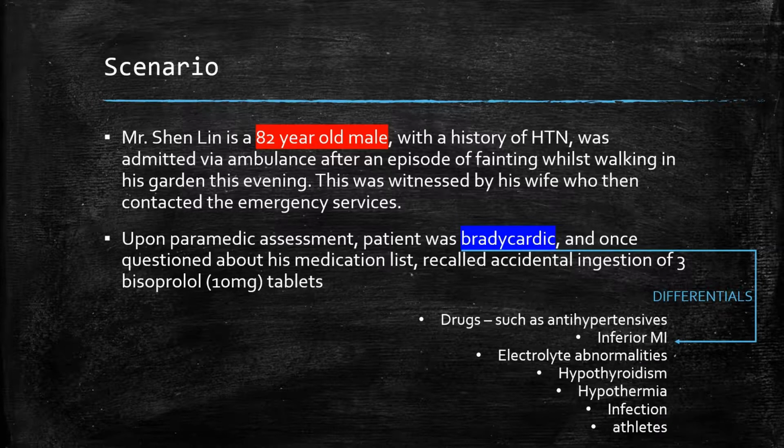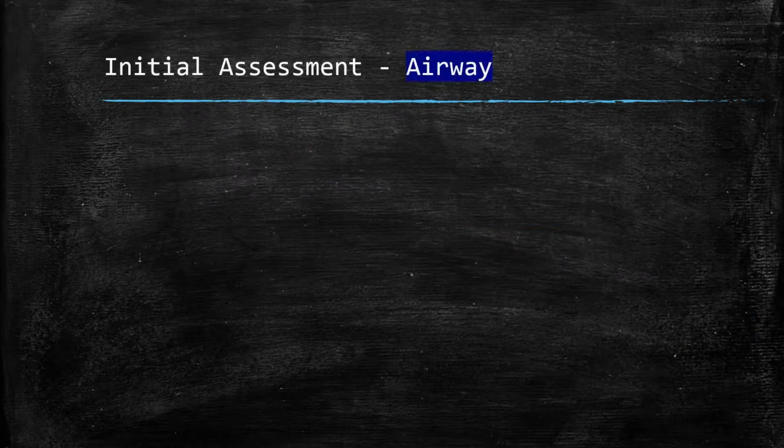In inferior MI, the inferior myocardial wall and the sinoatrial and atrioventricular nodes are affected, as they are supplied by the right coronary artery, which is blocked in inferior MI. This can cause bradycardia. Electrolyte abnormalities include hyper or hypokalemia, hyper or hypocalcemia. Hypothyroidism classically results in bradycardia, as does hypothermia and infection.